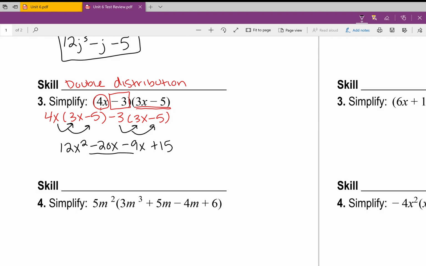Remember, we always add these middle terms because those are our like terms. So we get 12x squared minus 29x plus 15. That's our answer.